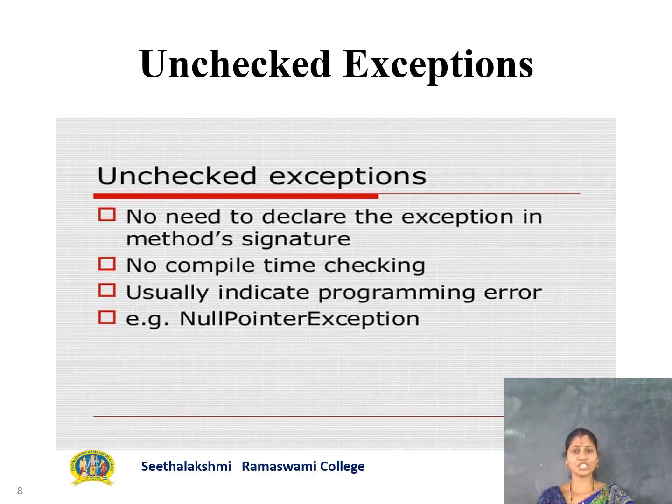What does unchecked exception mean? Here, there is no need to declare the exception in the method's signature. Second, there is no compile time checking. As usual, it indicates a programming error. And one more example for an unchecked exception is NullPointerException.